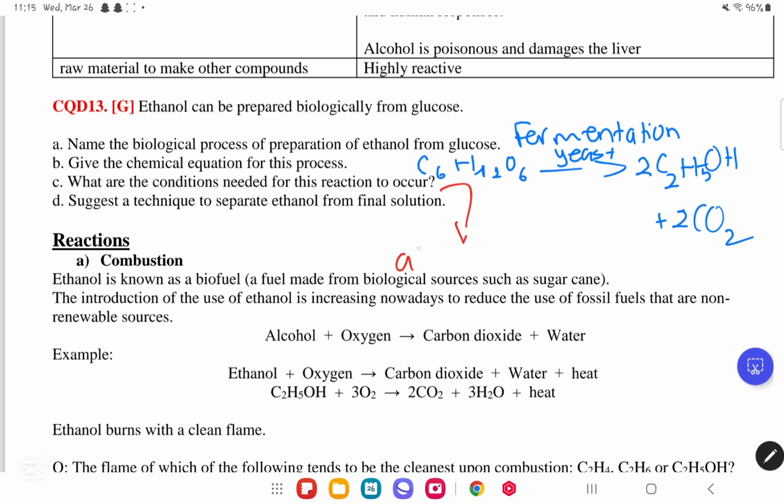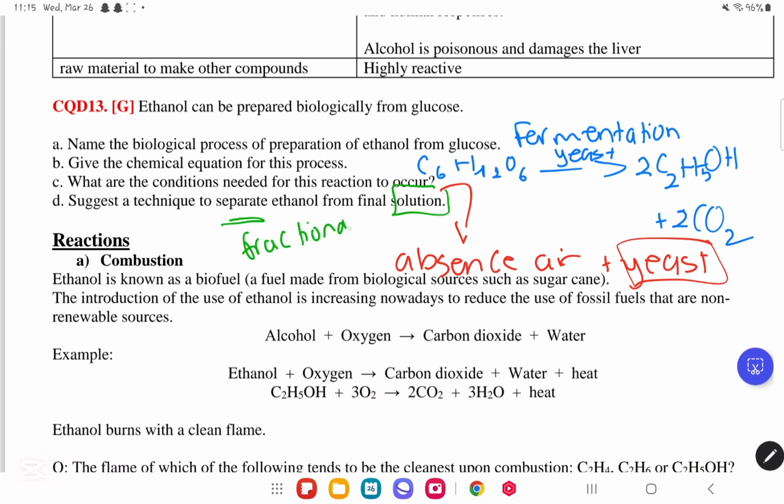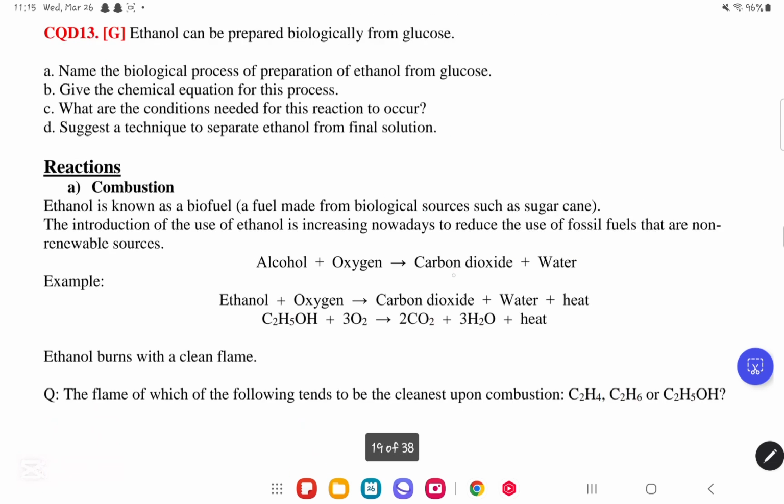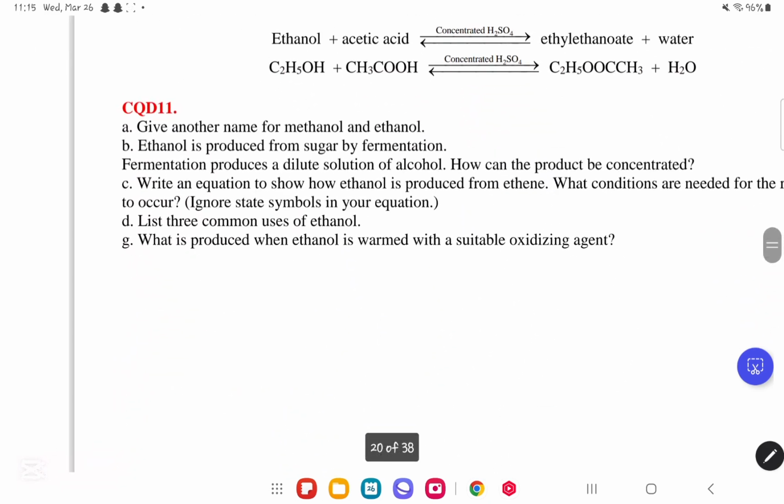For part C, what are the conditions needed for this reaction to occur? We need the absence of air, as I said before, so no oxygen, and yeast. So you need yeast, but you do not need air, you do not need oxygen. Now finally, suggest a technique to separate ethanol from its final solution. Usually we will use fractional distillation.